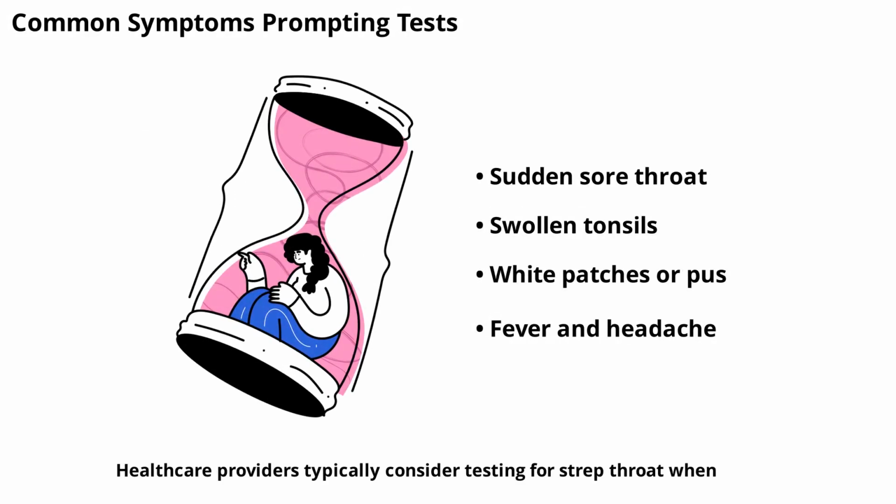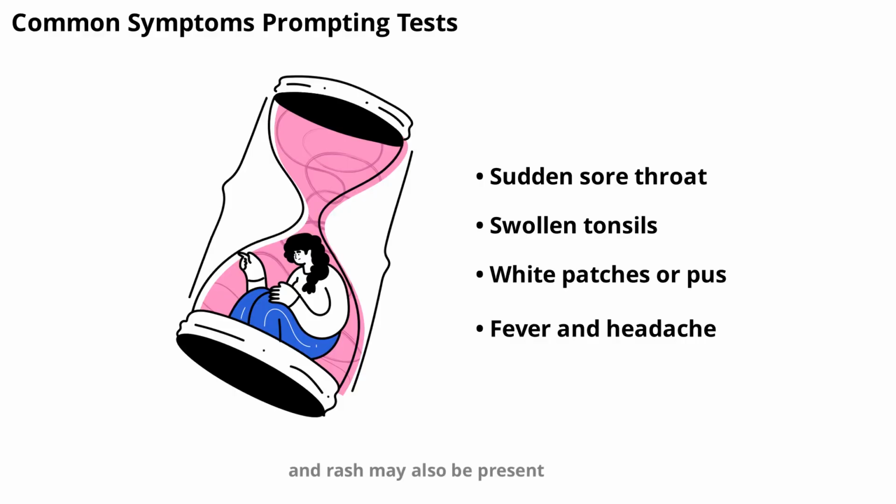Healthcare providers typically consider testing for strep throat when patients present with symptoms such as a sudden sore throat, pain when swallowing, red and swollen tonsils, white patches or streaks of pus, tiny red spots on the roof of the mouth, and swollen lymph nodes in the neck. Fever, headache, and rash may also be present. These symptoms help differentiate strep throat from other causes of sore throat and guide the decision to perform diagnostic tests.